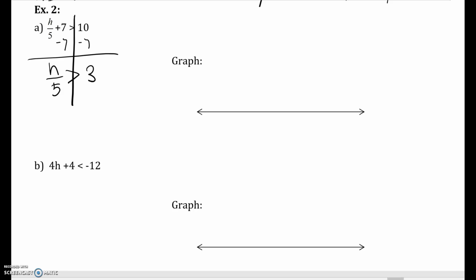Now here's where a lot of people got stuck. How do I get rid of the 5 under the h? Well, before we were multiplying, so we divided to cancel. This time we're dividing. So you're going to multiply by 5 to cancel. Okay, so h divided by 5 times 5 crosses out my 5's. And I'm left with h is greater than 3 times 5, which is 15. Open circle, arrow to the right.